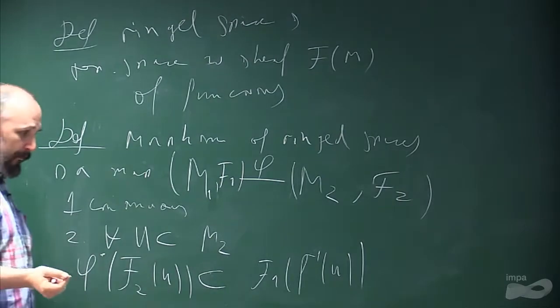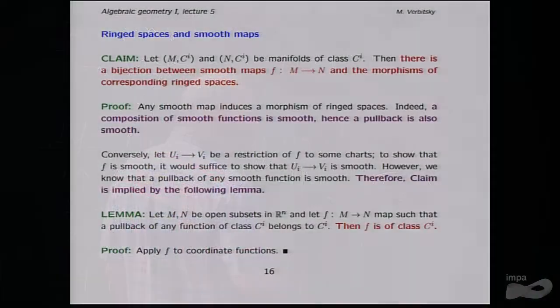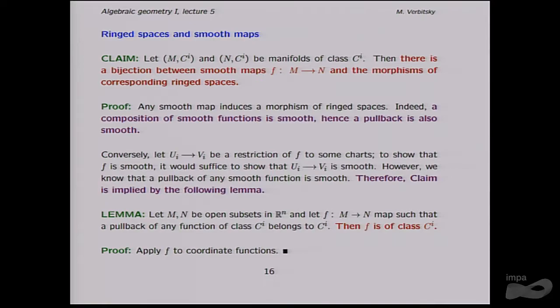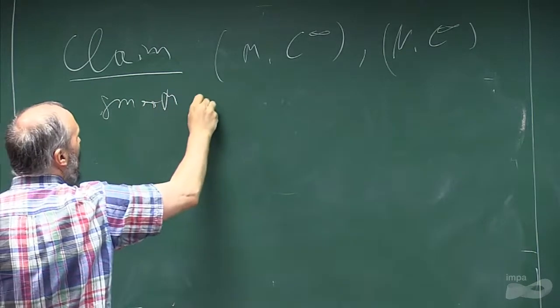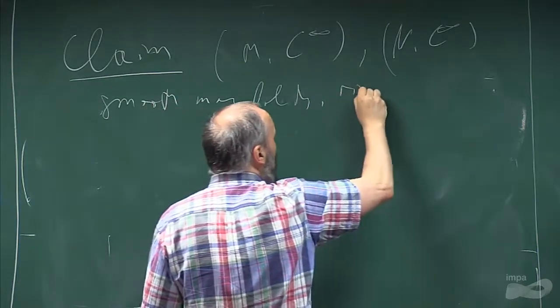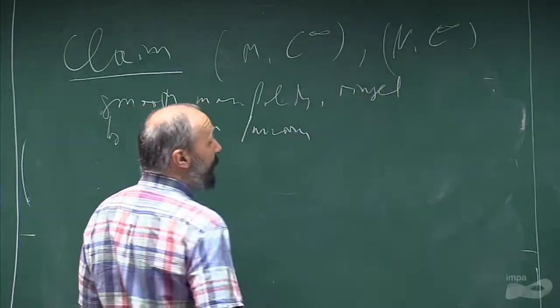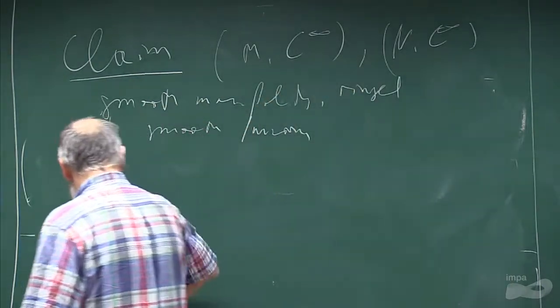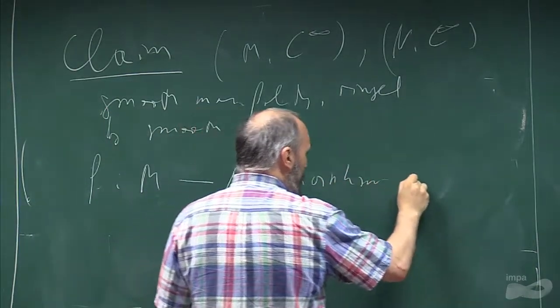any smooth map of smooth manifolds gives you maps of ringed spaces. The converse is also true, and this is slightly less trivial, but still trivial. So now claim. Suppose you have two smooth manifolds. There is a class Ci, but you can do C infinity, it doesn't matter. So M, N of class C infinity are smooth manifolds, ringed by smooth functions. So you have two sheaves of rings of smooth functions here and there. And now we can consider a map f from M to N, a morphism of ringed spaces.